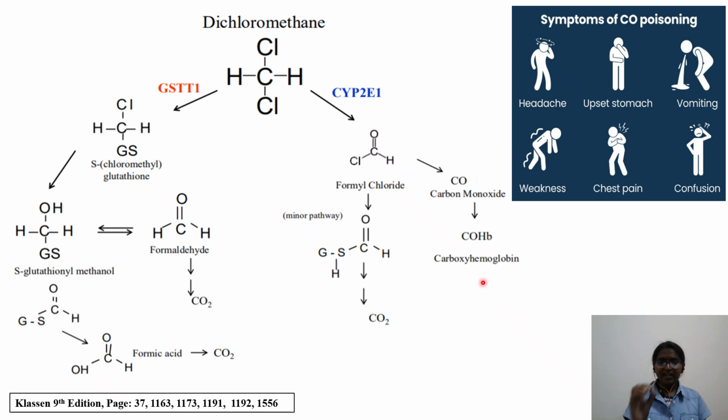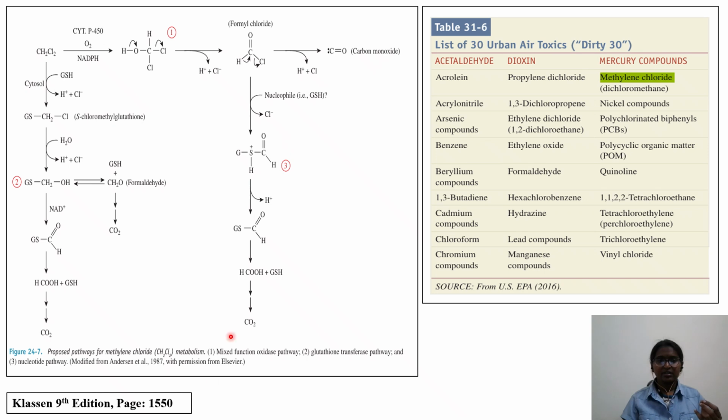Along with this, you read page number 37, and 1163, 1173, 1191, 1192, and 1156, which are mentioned about methylene chloride in Casarett and Doull's 9th edition. I have listed out the pages. Please go back and read. And this proposed pathway for methylene chloride metabolism is taken from page number 1550 of the 9th edition.